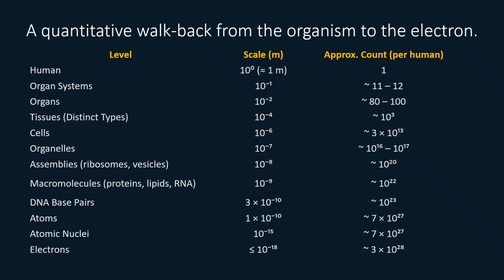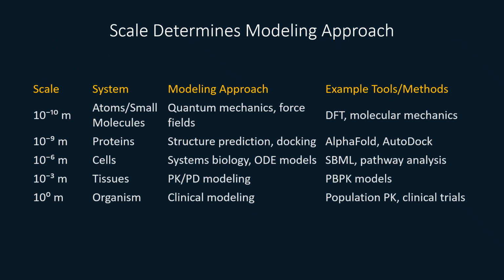And now briefly we will see some modeling examples and then some scales. Different scales need different modeling approaches because the dominant physics changes. At atomic scale, quantum mechanics and bonding matter. At protein scale, structure and conformational dynamics matter. At cellular scale, you are doing systems biology, like gene networks, signaling pathways, those kinds of things.